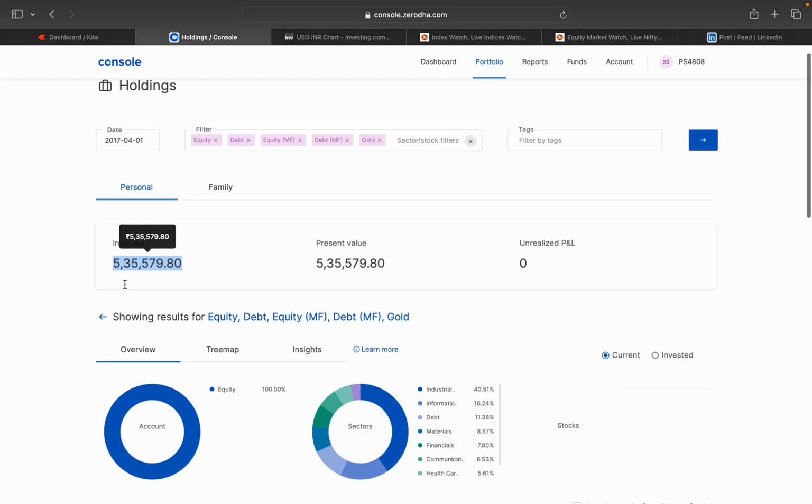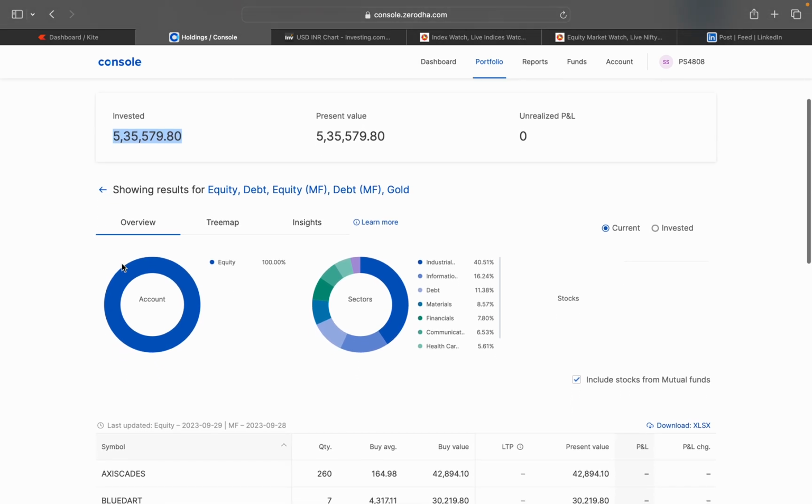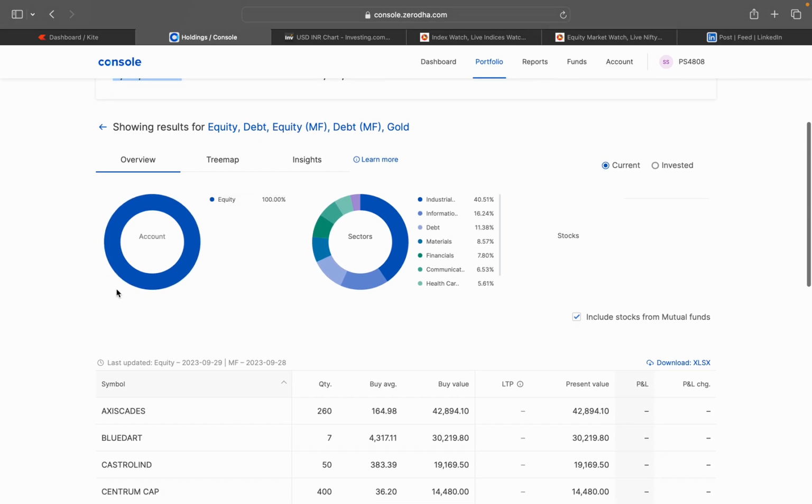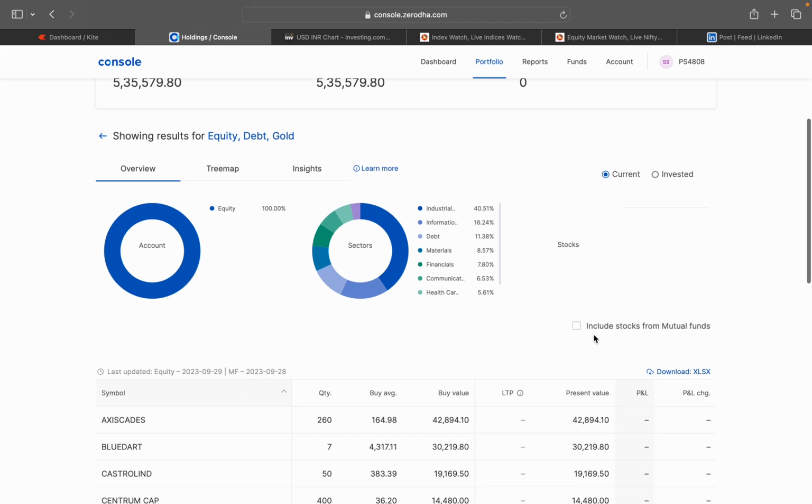And so yeah, in 2017, I had 5 lakh rupees invested in the markets. But the most important thing is that this is showing my portfolio from that time. I had zero mutual funds. I was not even investing in mutual funds. You can see that by ticking mutual funds, there is no change in this value.